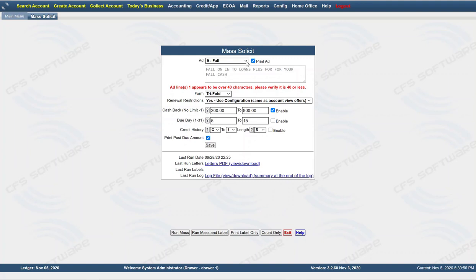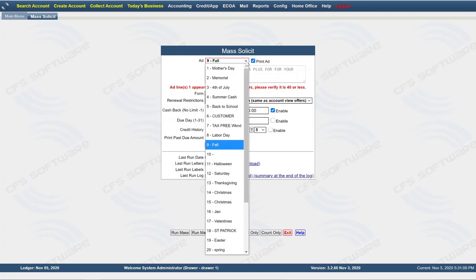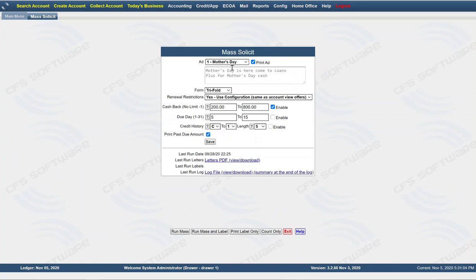So we're going to print an ad on our mass solicit we're about to do, but I'm going to select one that I know falls under the correct criteria: how many characters wide and how many lines deep. For instance, if you're going to do Mother's Day, you could say in a particular ad that you can go on your mass solicits, Mother's Day's here, come to Loans Plus, your company name, for Mother's Day cash.